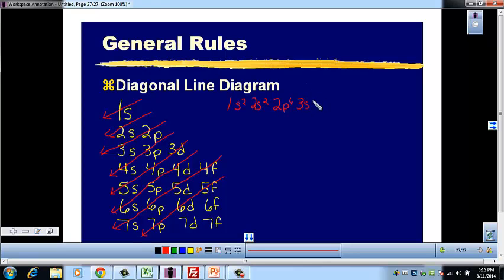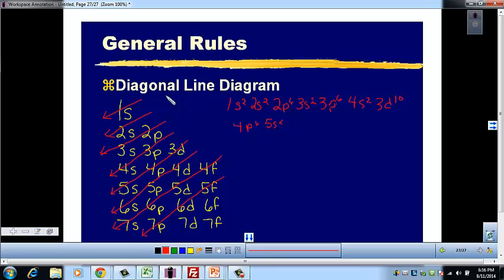3s subshells hold 2. And then we come back up to the next line, and it's 3p and 4s. That was a 2. 3p holds 6. And then there's 4s. It holds 2. And after 4s, we go up to the next line, and we go to 3d. And remember that d subshells hold 10 electrons. And then 4p, which would hold 6, and 5s would hold 2, and so on and so forth.